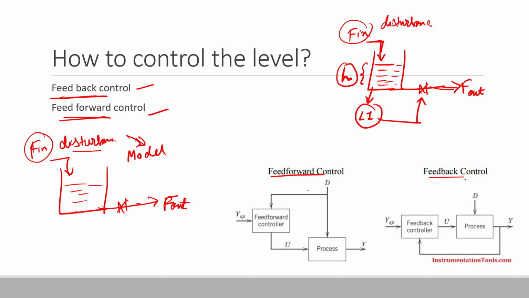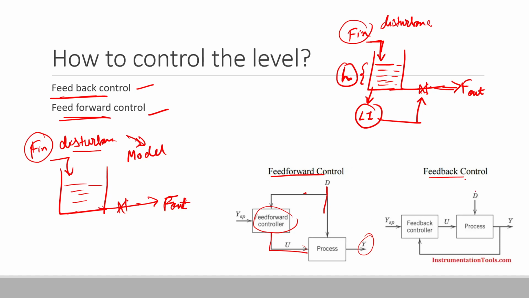So over here we have the schematic. In the feed forward control, we can see that if this is the disturbance, the disturbance will affect the process, and this disturbance is then fed to the controller, and the controller will take the control action on the basis of this disturbance, and then that control action will be fed to the process in order to control the output Y.